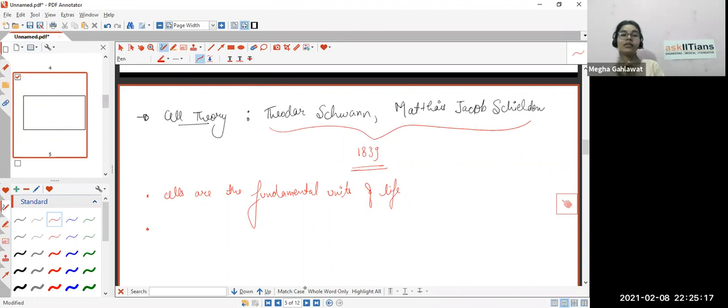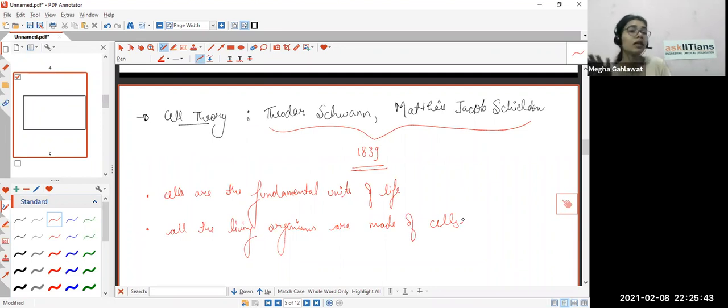Next was that cells are present in all living bodies. So all the living organisms are made up of cells. Please note that down with me: living organisms are made up of cells. Now, have you ever seen a car being made up of cells? No. Do you see this stylus or the pen? Is this made up of cells? No. Is my headset made up of cells? No. Am I made up of cells? Yes. Why? Because I'm a living organism. So that is one thing.